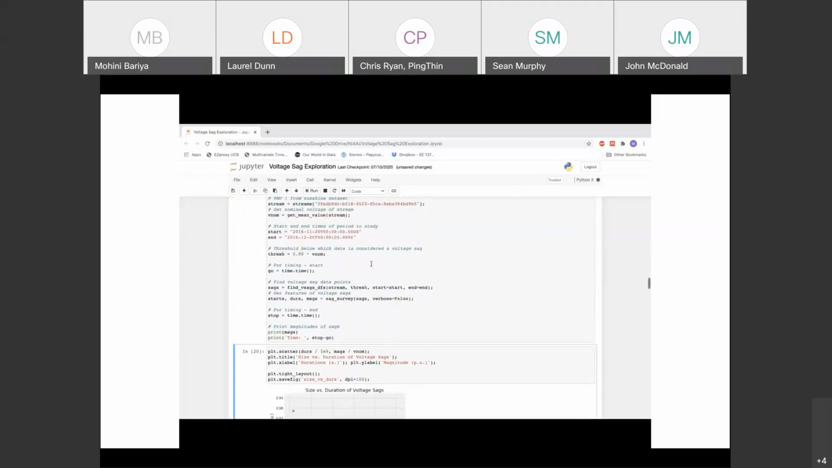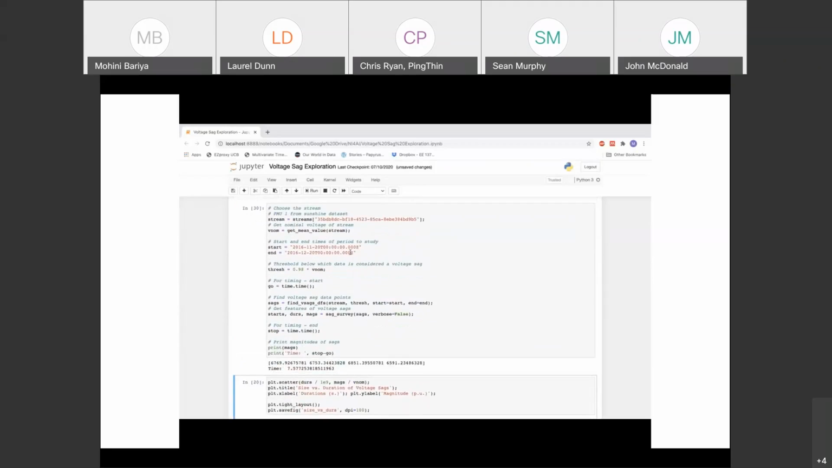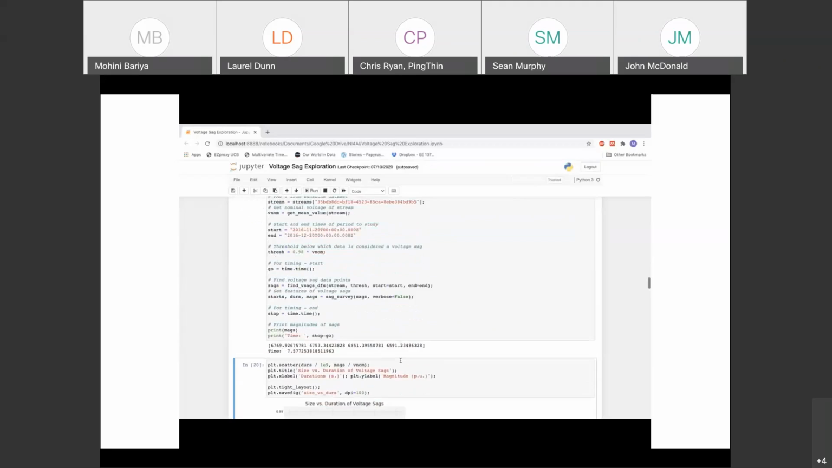So I run this and it's looking over that month, and we see that it's running. I see that asterisk in the top left, and now it's done. It's finished running over that whole month. It took just over 7 seconds, and it found 4 voltage sags. And what I can look at immediately is some statistics of these sags. For example, I can plot the duration versus magnitude of these sags, and I see they're distributed in that way.